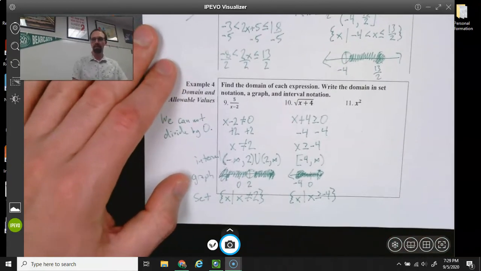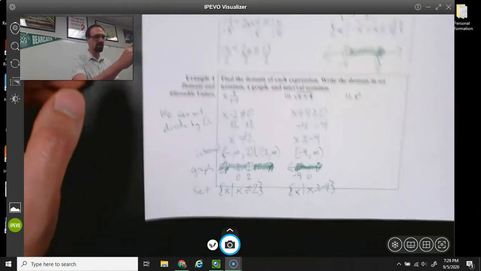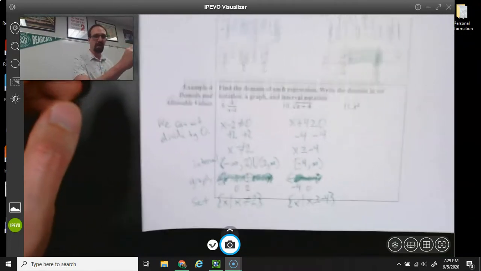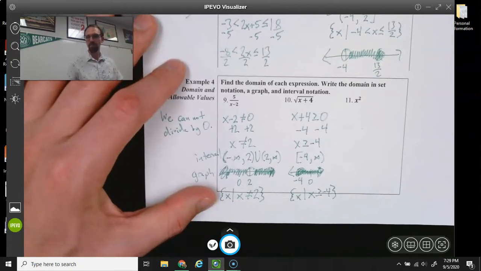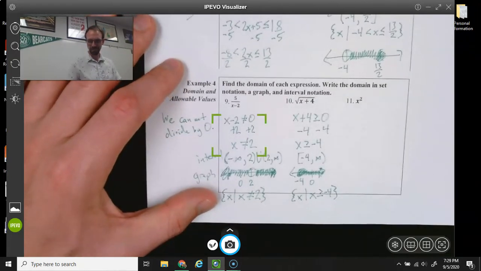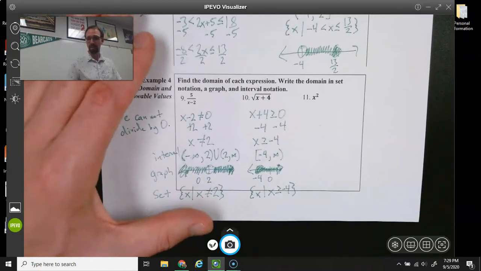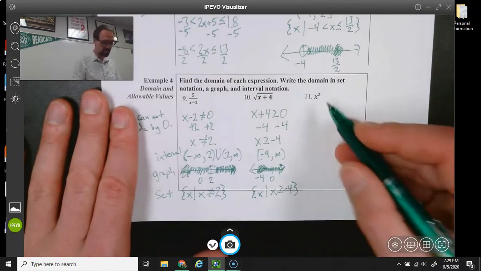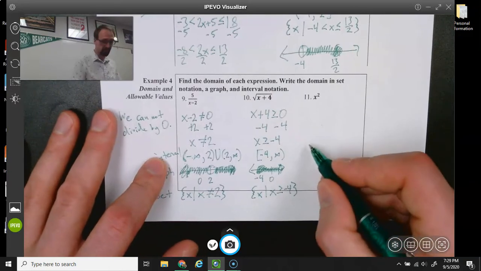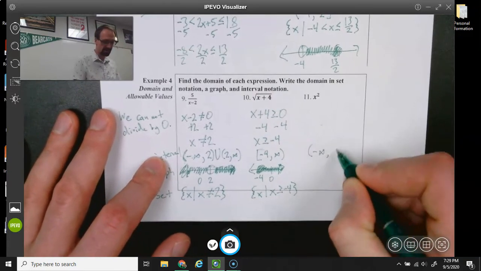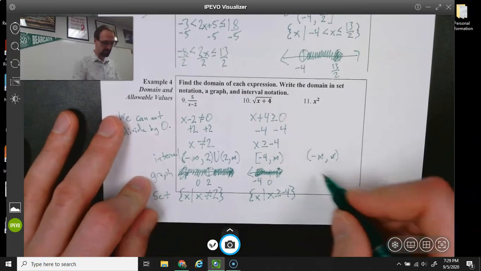For 11, 11 is a little bit tricky. We can square any number. There's no issue with squaring. We can square whatever number we want. That's not a problem. So for 11, I can allow any number I want. For this, our interval notation would be from negative infinity to infinity. We allow any number. Our graph for this is everything.